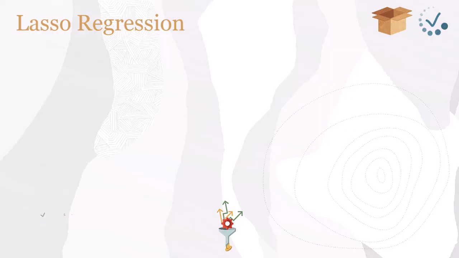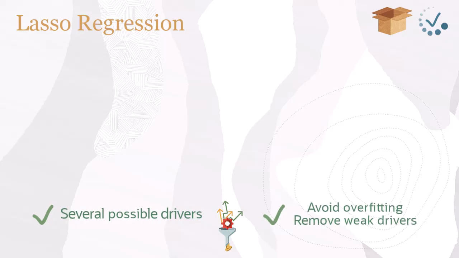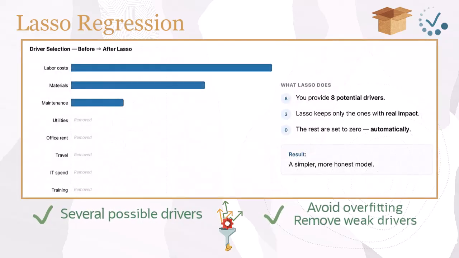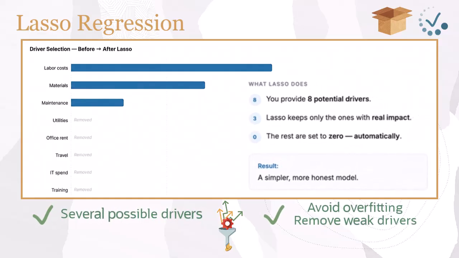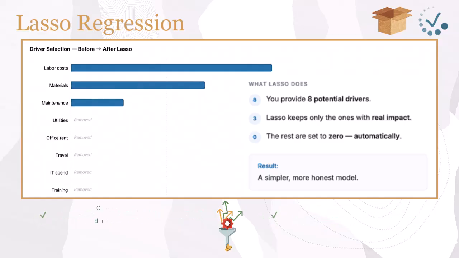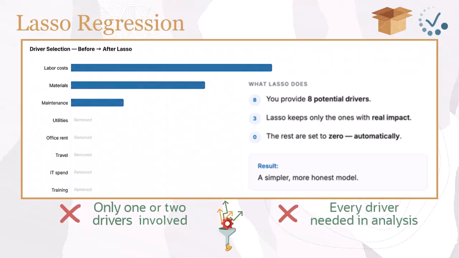Choose Lasso Regression when you start with several possible drivers and need the model to identify which ones matter most. Lasso reduces overfitting by shrinking weak driver effects and can remove low-impact drivers by reducing them to zero. This helps when you have multiple candidate cost or revenue drivers and do not know which ones explain the outcome. Avoid Lasso when only 1 or 2 drivers are involved, or when every driver must stay in the analysis.